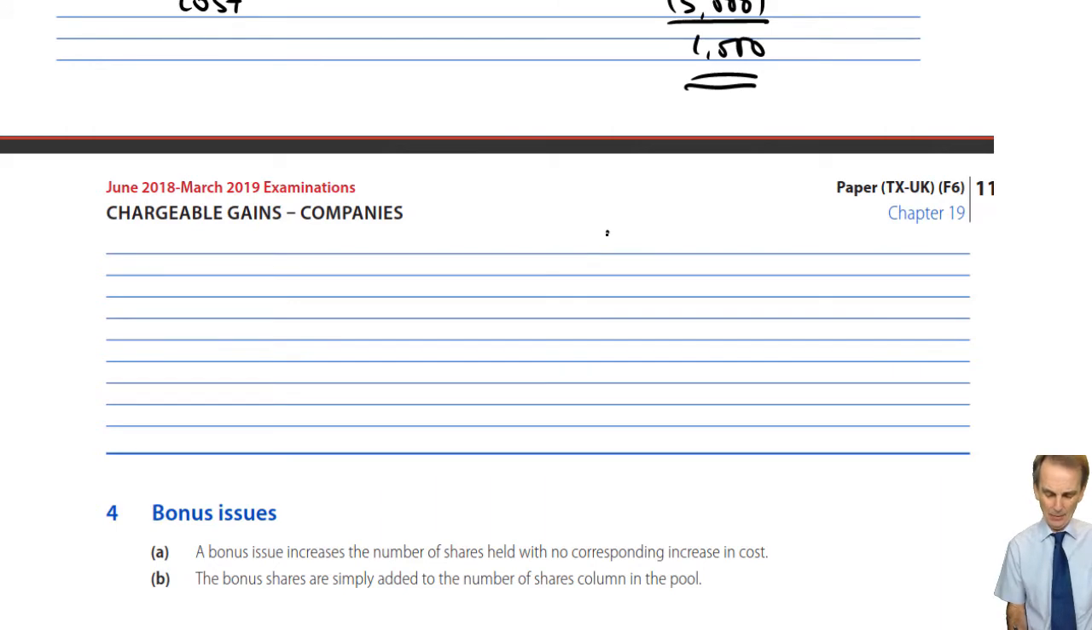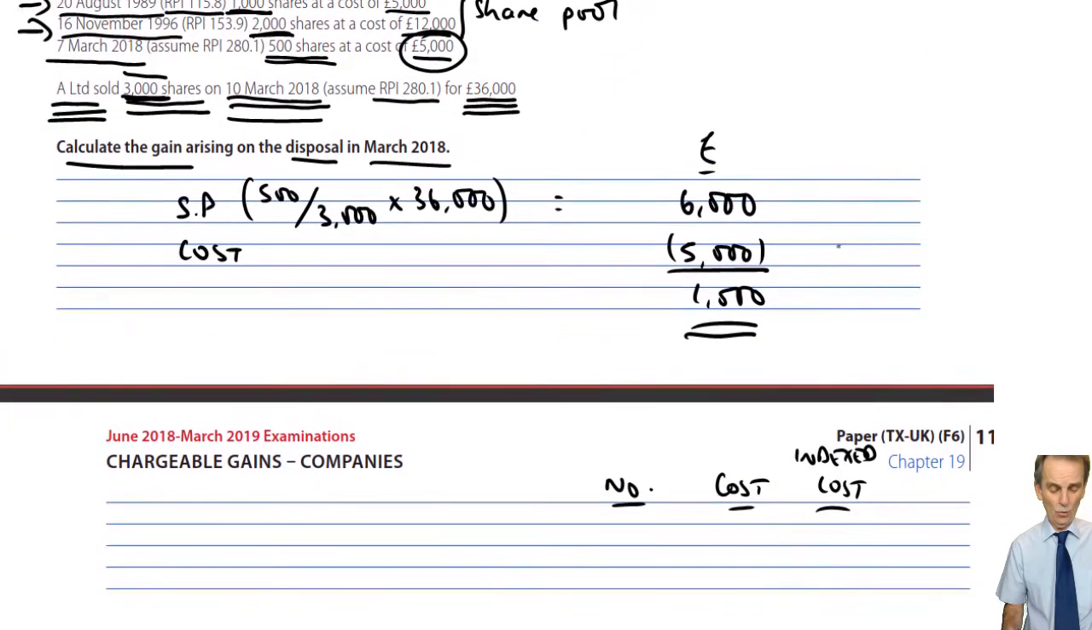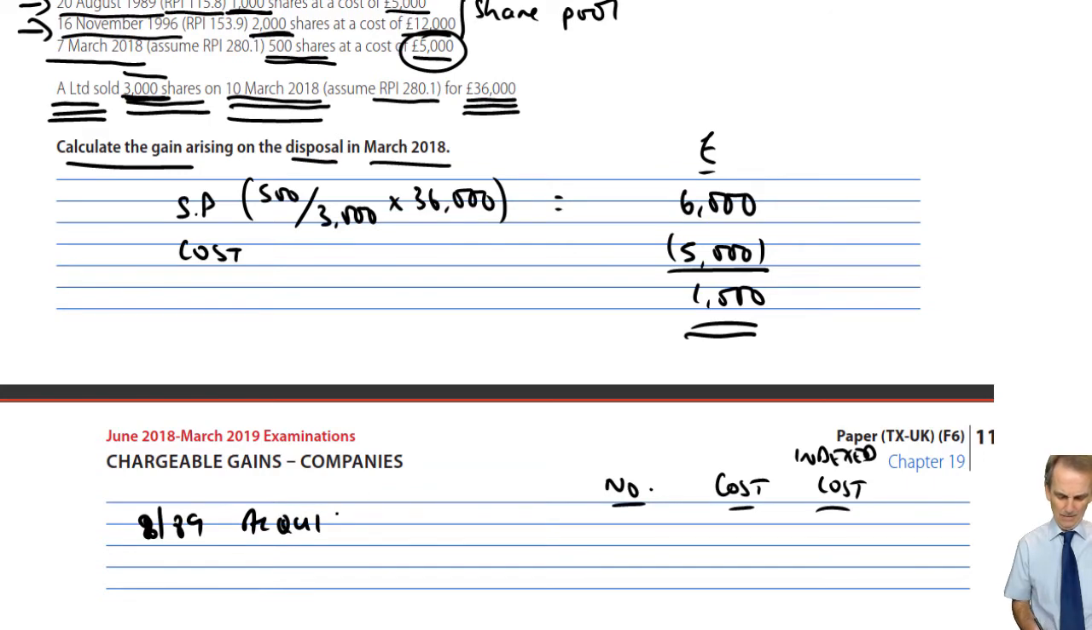How do we set that up? 3 columns: number of shares, cost of shares, and index cost of those shares. Where do we go? We go back to the beginning and the first original acquisition. When was the first acquisition? It was August 89. So, August, that's an 8 there, August 89, acquisition here.